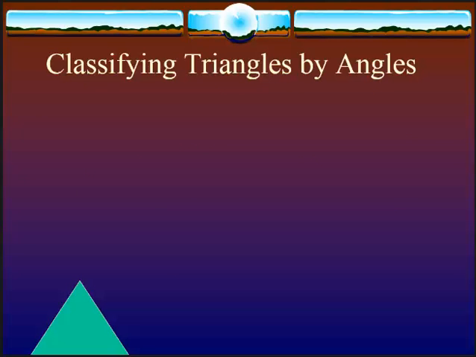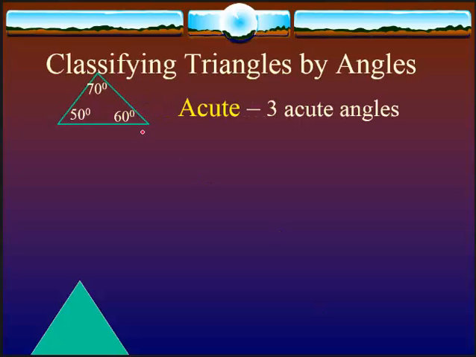We can classify triangles by their angle measure. One way is if all 3 angles are less than 90 degrees, which are acute angles, then we call it an acute triangle. It has to have all 3. All 3 angles have to be acute, not just one of them.